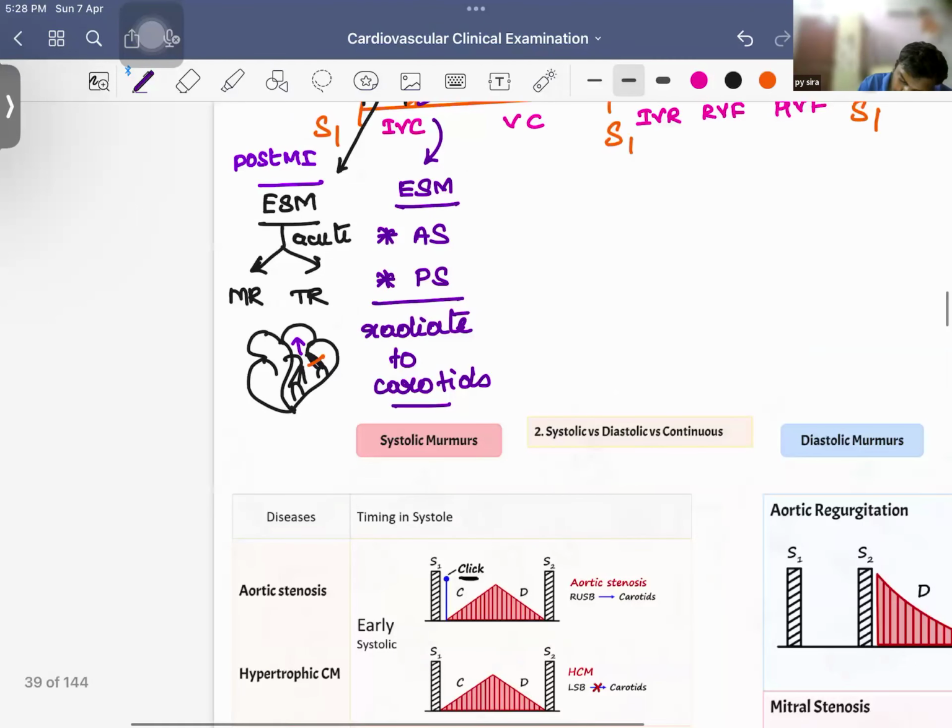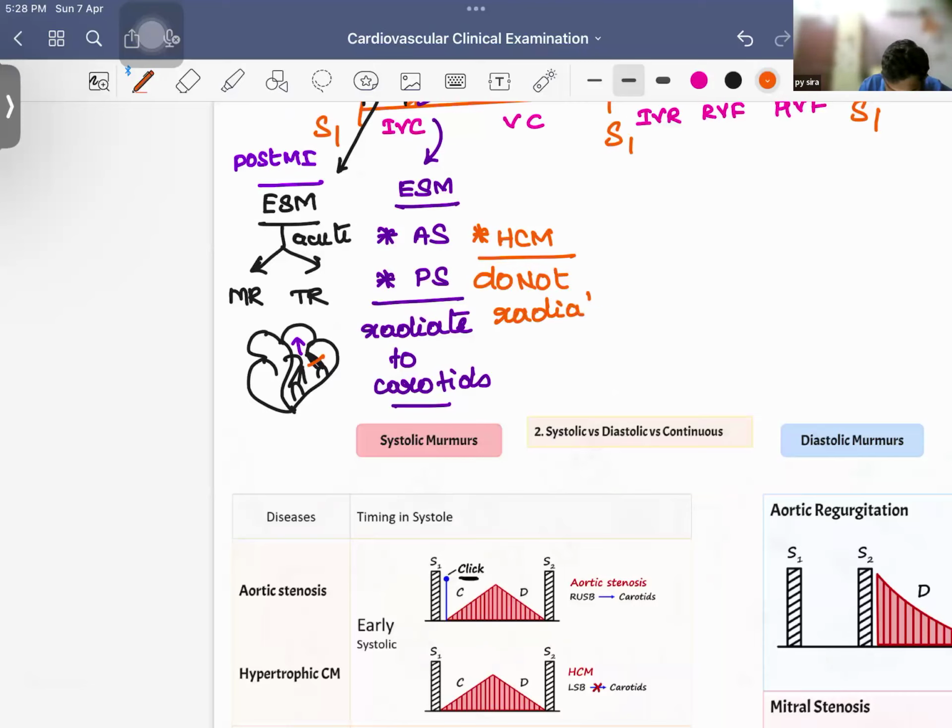Similarly, you get ESM in another condition with similar pathology, which is HCM or hypertrophic cardiomyopathy. Here, it does not radiate to the carotids. Not radiate to carotids. That is very, very interesting. Valvular pathology will radiate to the carotids. Non-valvular pathology will not radiate to the carotids.